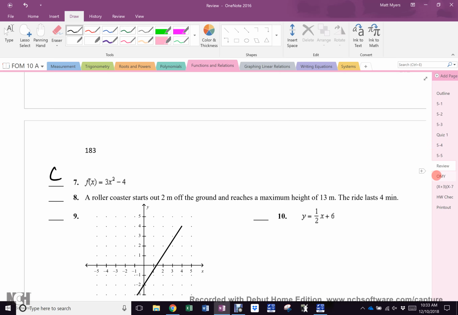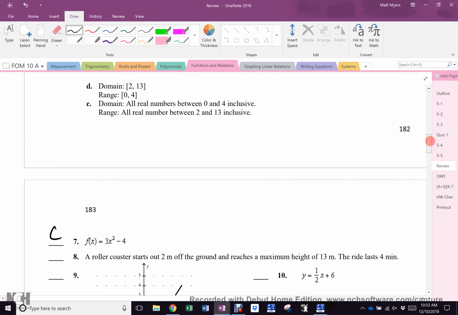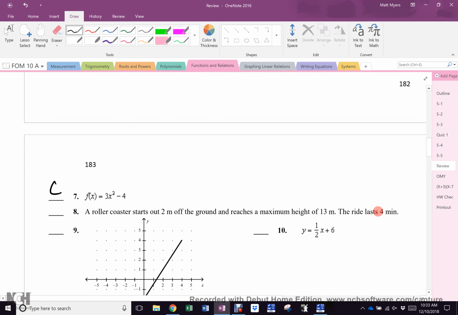What's 8? Let's check. All real numbers for the domain between 0 and 4. The domain would be the input. What would be the input here?